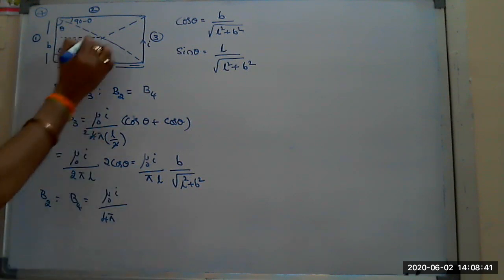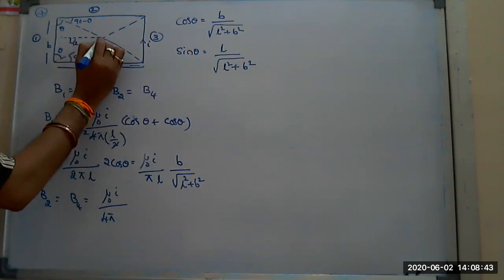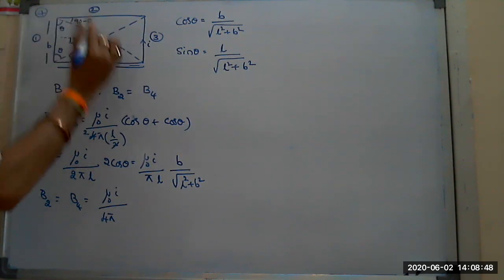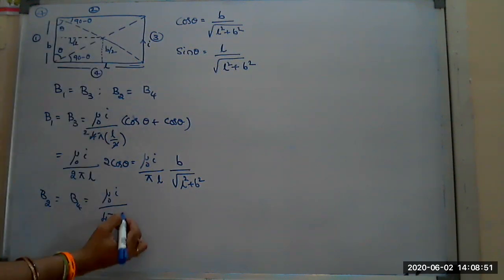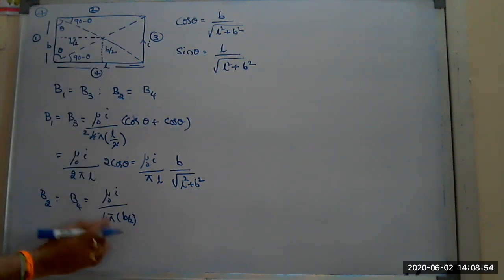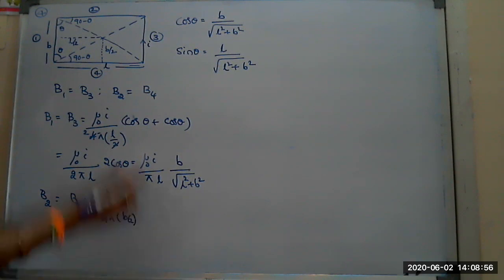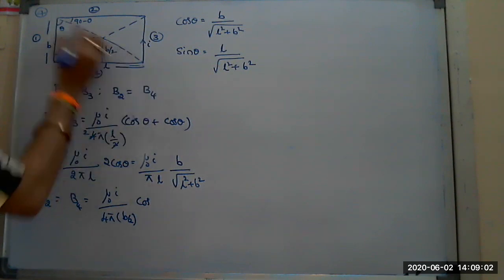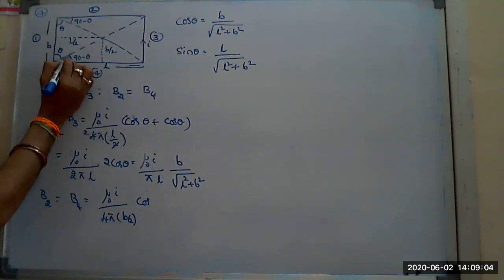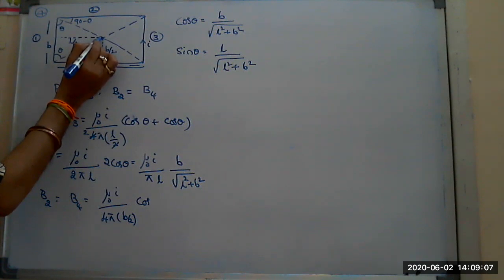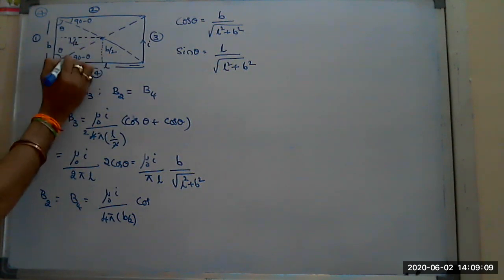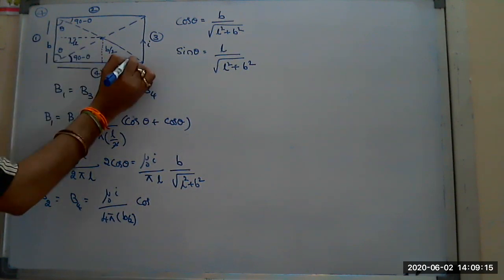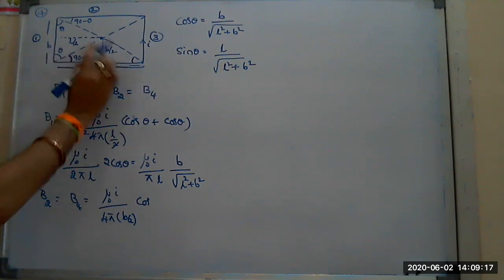4 pi A. A means from the wire, sorry, 4 pi R. The perpendicular distance will be exactly half of the side length, which is B by 2. So B by 2, mu naught I by 4 pi R, R is B by 2, into cos of the angles made by the fourth part or second part, not theta. Here he is asking the angles the point makes at the ends of the wire. One is 90 minus theta, the other is also 90 minus theta.